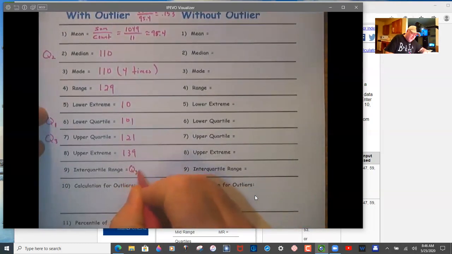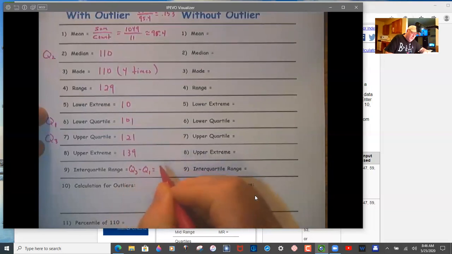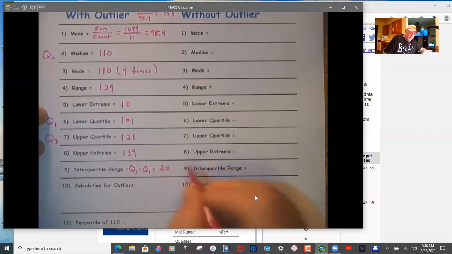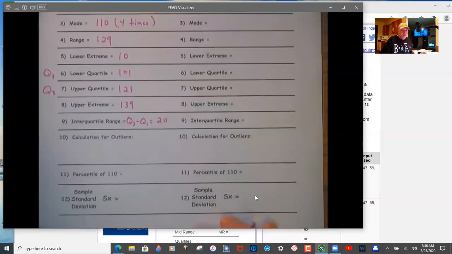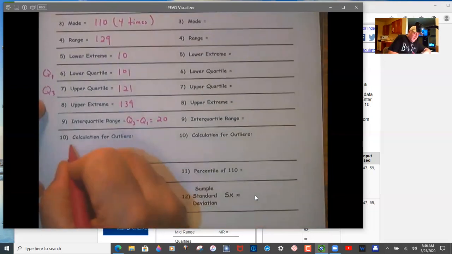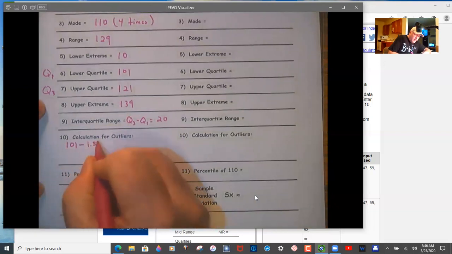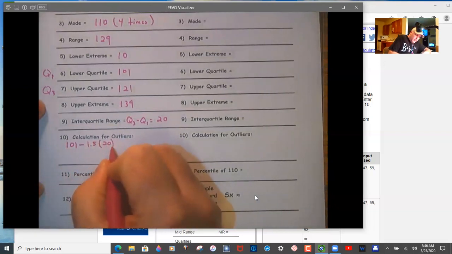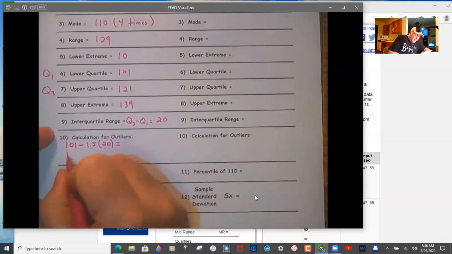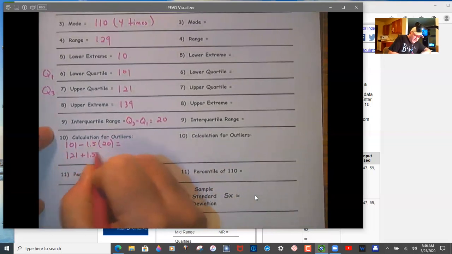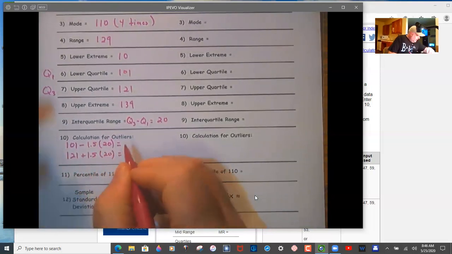That's what that is. Why do we do that? Because we need it for the calculation for the outliers if there are any. So how do you calculate outliers? It's the lower quartile minus 1.5 times the interquartile range, and the upper quartile plus 1.5 times the interquartile range.